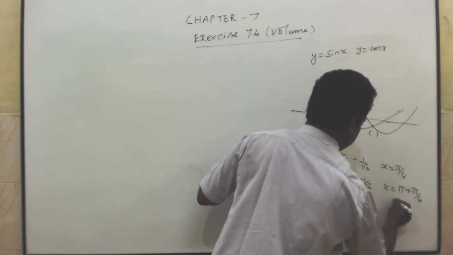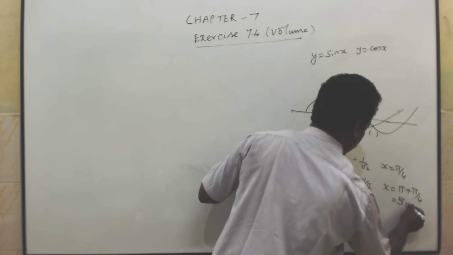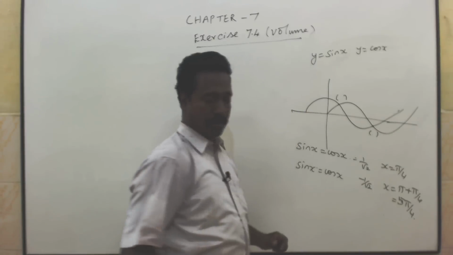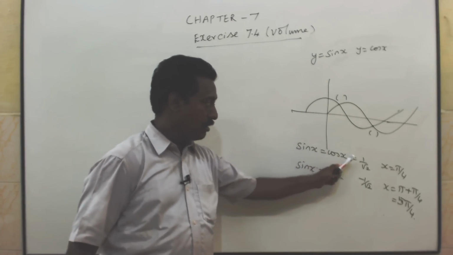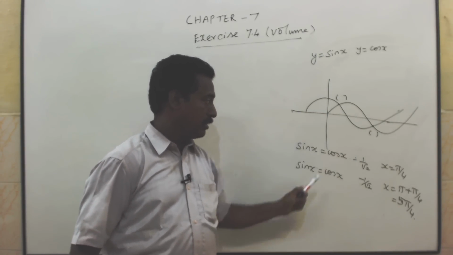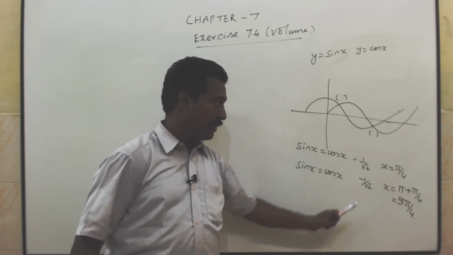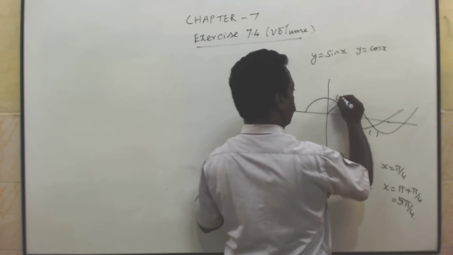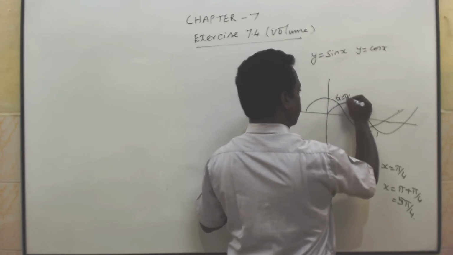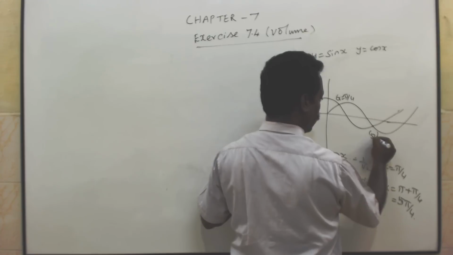That is pi by 4. Sin and cos are 1 by root 2 in the first quadrant. In the third quadrant both are minus 1 by root 2, that is pi plus pi by 4. Here x is equal to pi by 4.